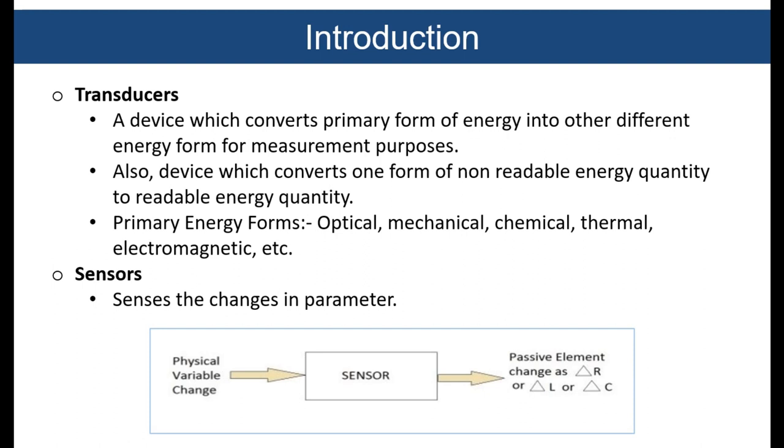Parallelly, if you see the sensors, those are the devices which sense the change in a parameter. As per the block diagram we have below, the physical variable change can be measured with the help of sensors, and the passive element in the form of the sensor can give you the data of the change in this element.